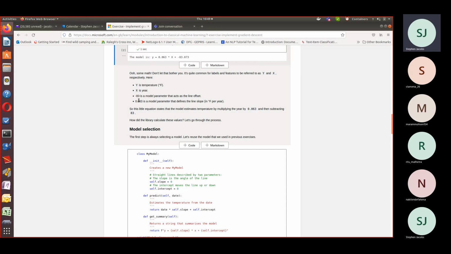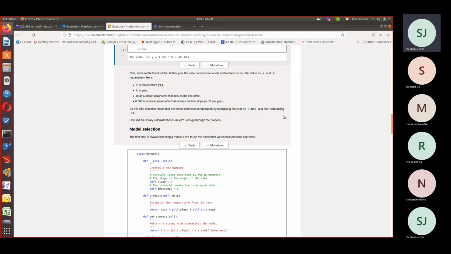Okay, so minus 83 is a model parameter that acts as the line offset, and 0.063 is the model parameter that defines the slope, as we said before. So this little equation states that the model estimates temperature by multiplying the year by 0.063 and then subtracting roughly 83. How did the library calculate these values?